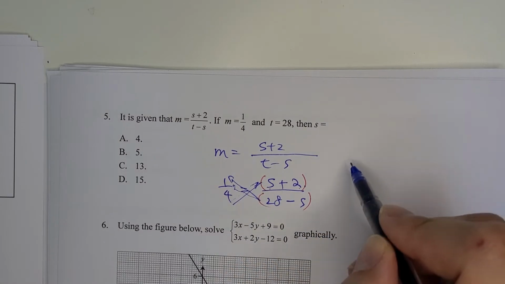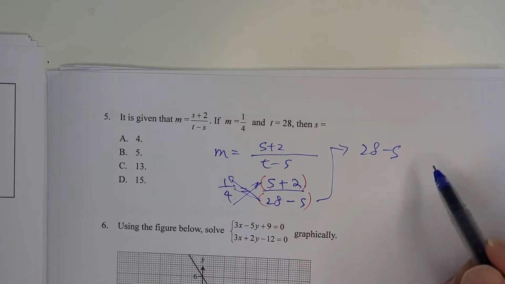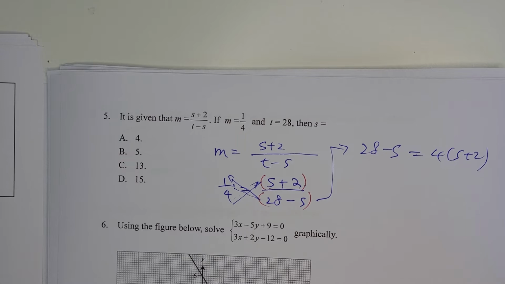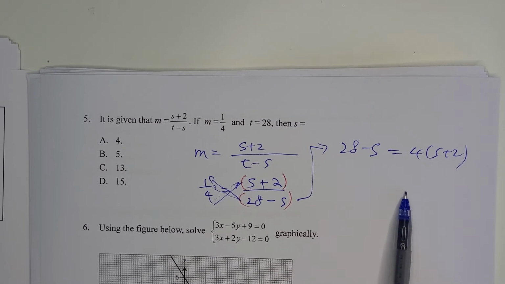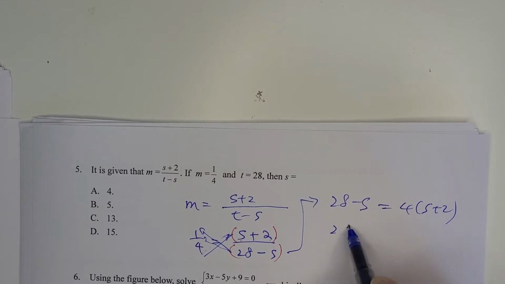So that's become 28 minus s equals 4 bracket s plus 2. All right? And then multiply 4 inside the bracket.